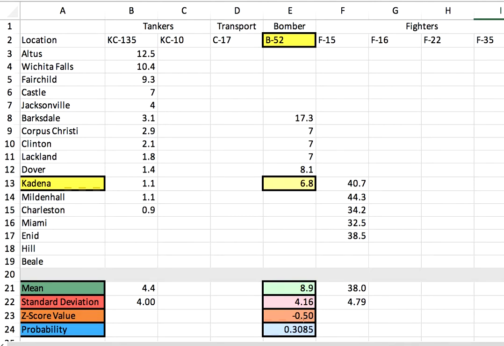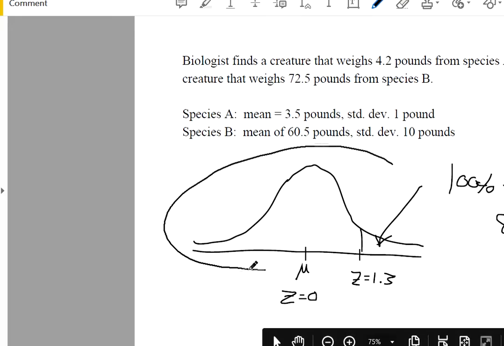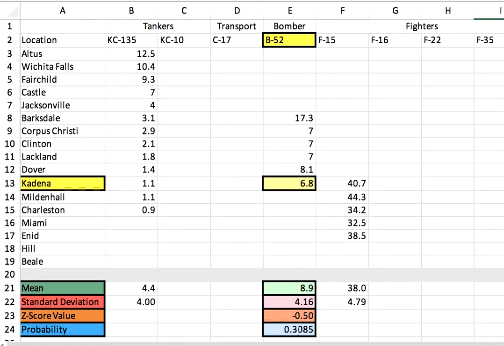So what that means is that it's a below average cost, okay, because the z-score is negative. And what the probability means is that if B-52 bomber costs are normally distributed, if they meet this curve, then there is a roughly 31% chance that any other randomly selected bomber would have a lower cost than this B-52 bomber. So the probability gives us an idea of where it stands compared to all the other values, just like a z-score does, okay? But it puts it in more real-world terms.